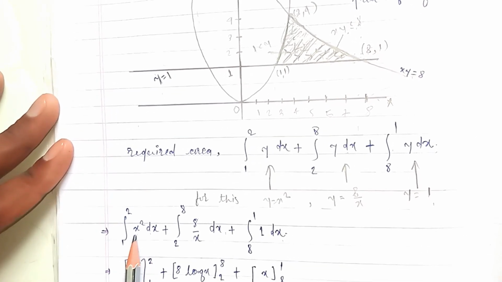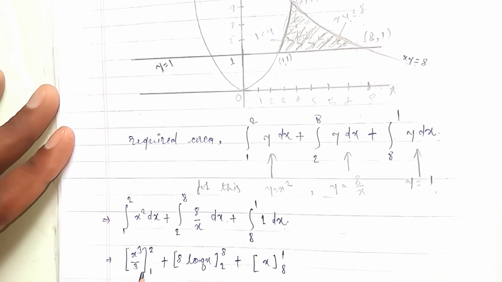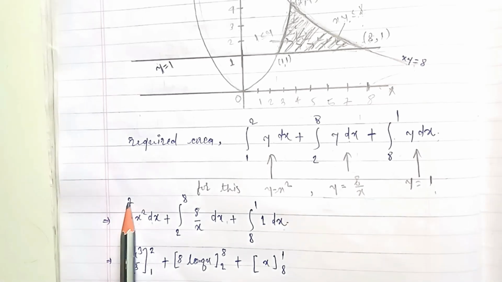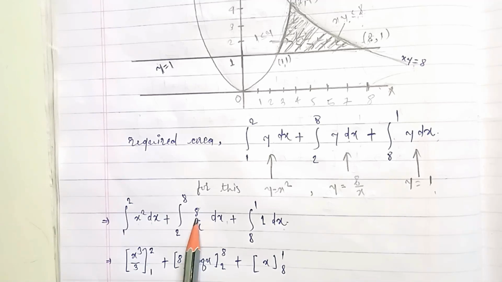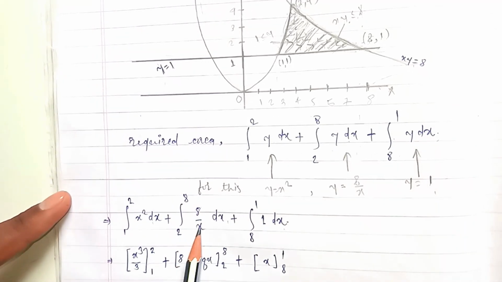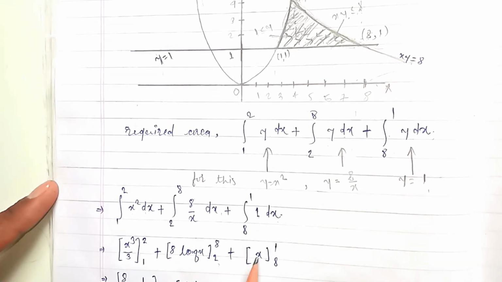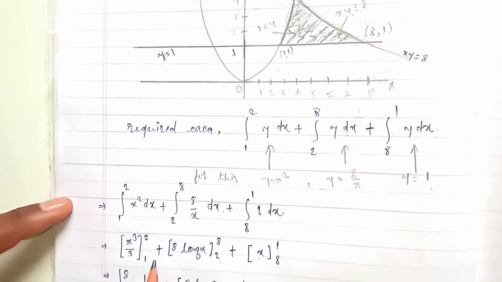Okay, so x square has the integration x cube by 3. This is the basic result, x cube by 3, with limits 1 to 2, plus again 8 as a constant, 1 upon x has the integration log x, with limits 2 to 8, plus the integration of 1 is x, which runs from 8 to 1. Okay, now substitute the values.